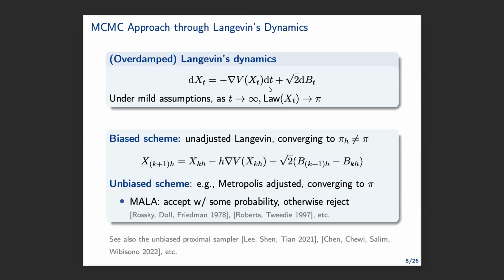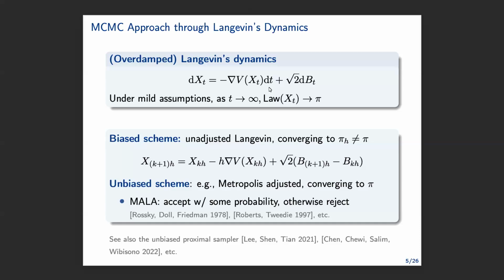For this sampling task, perhaps the simplest stochastic dynamics we can come up with is the Langevin dynamics, or overdamped Langevin dynamics, where you have the gradient part, so it's a gradient flow, plus some Brownian motion. Under mild assumptions, as time goes to infinity, the particles will converge to the stationary distribution. So if we run this simulation, we get some approximate samples. In practice, we need to discretize it.